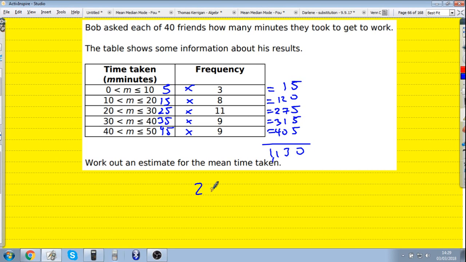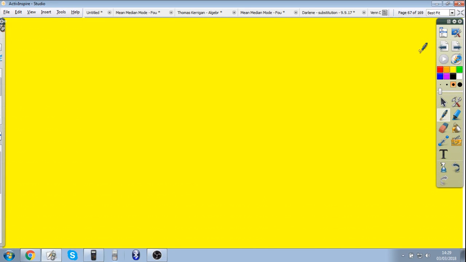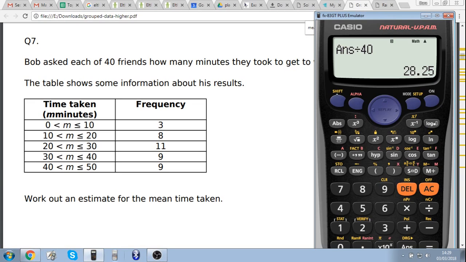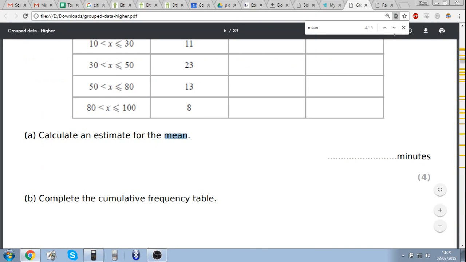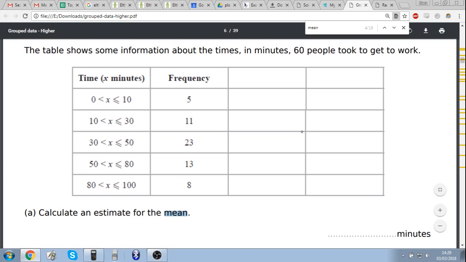So that's a more difficult thing. It's the same idea. You're just using the middle thing, and then you divide by the total frequency. So the total frequency is 40 because they tell you 40 friends. I just want to look at one more. So this one, how would you find the mean?